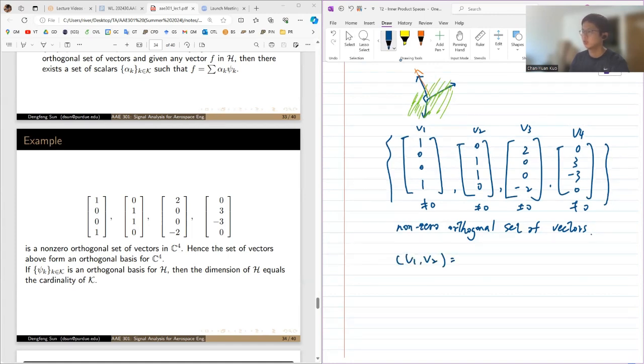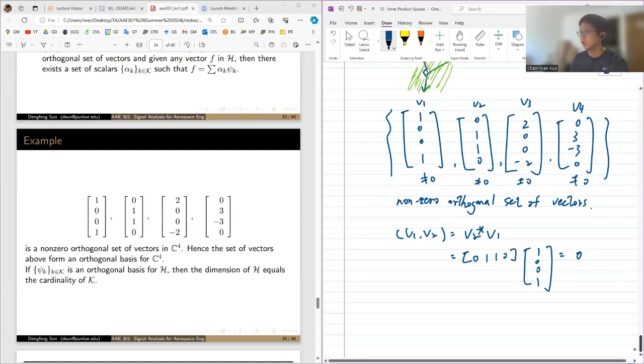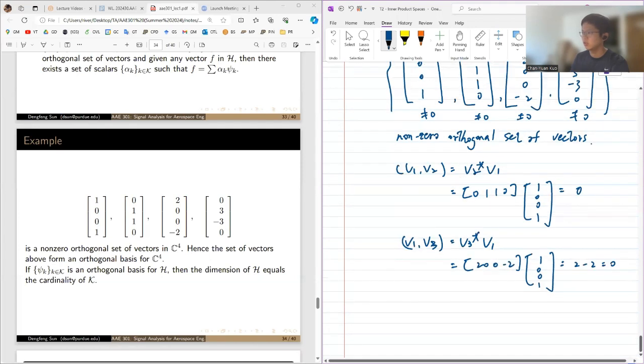Now we look at the inner product of v1 and v2. It's going to be the complex conjugate transpose of v2 times v1, that's 0, 1, 1, 0 times 1, 0, 0, 1. If you multiply it out, you get 0. So v1 is orthogonal to v2. Now let's see whether v1 is orthogonal to v3. That's the complex conjugate transpose of v3 times v1, which is 2, 0, 0, negative 2 times 1, 0, 0, 1, and that is 2 minus 2, which is 0. So v1 is orthogonal to v3.